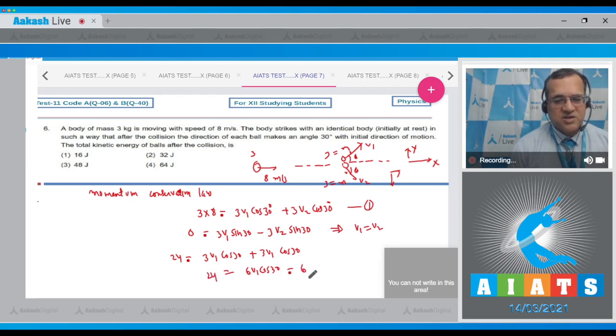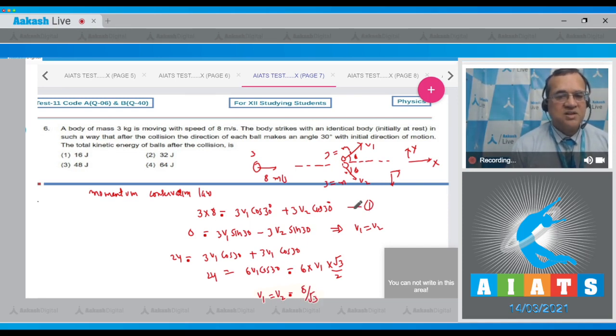And cos 30 is how much? The cos 30 is equal to root 3 by 2. So let's find the value. Then v1, which is also equal to v2, comes out equal to 8 divided by root 3.